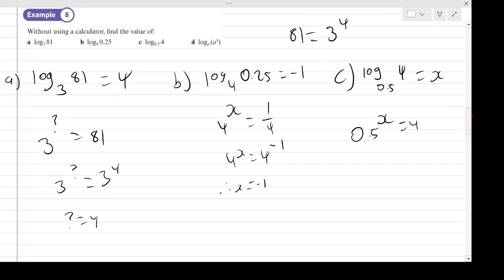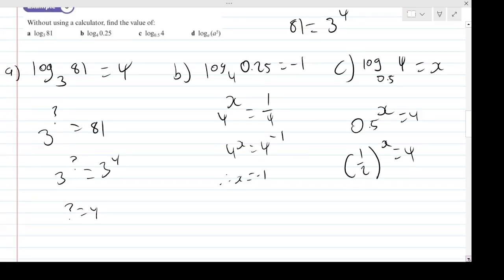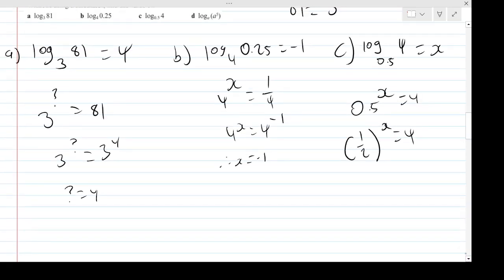So then, again, I'm going to need to use power laws. This 0.5 is a decimal as a fraction. That's a half. So a half to the power of x is 4. Actually, I recognise both: I can rewrite both a half and 4 as powers of 2, because a half is 2 to the minus 1, right? So 2 to the minus 1 lots of x, and then 4 is 2 squared.